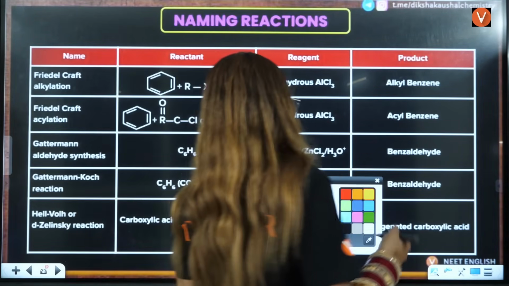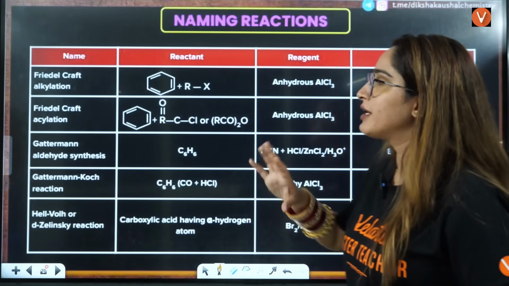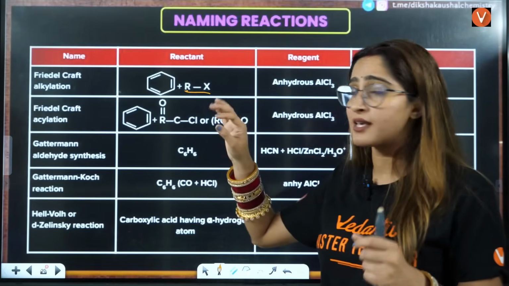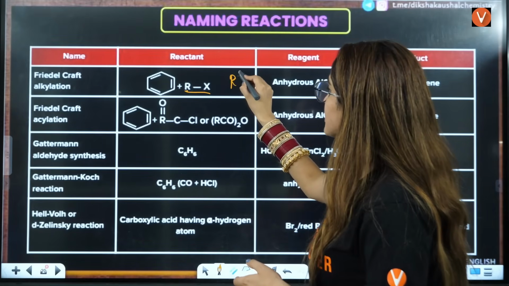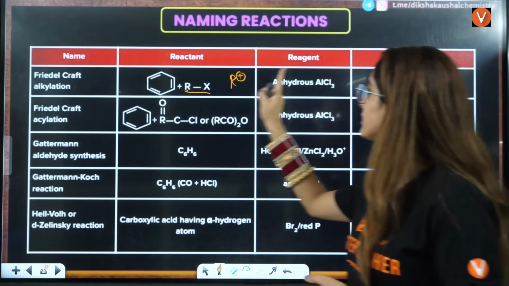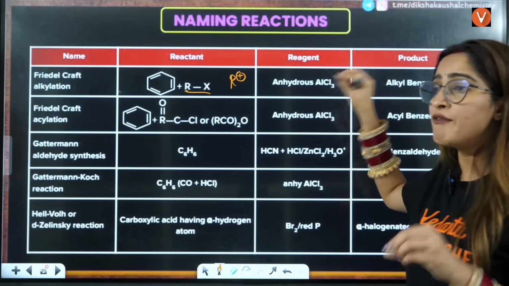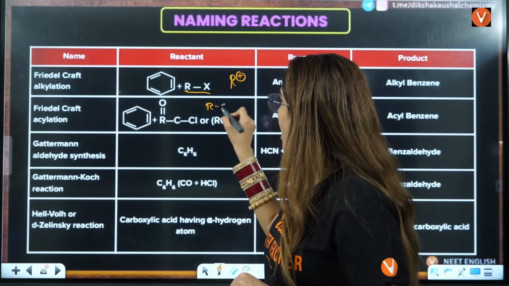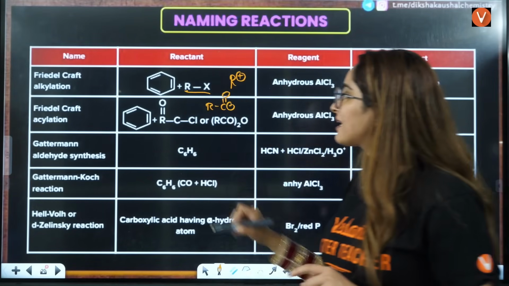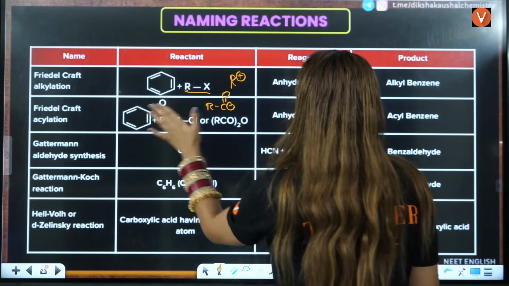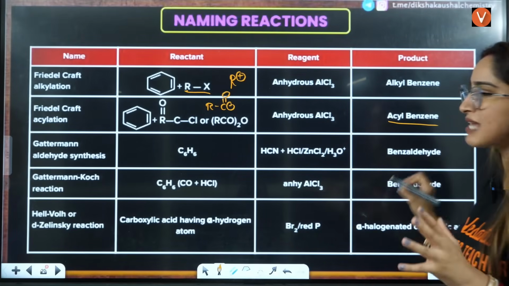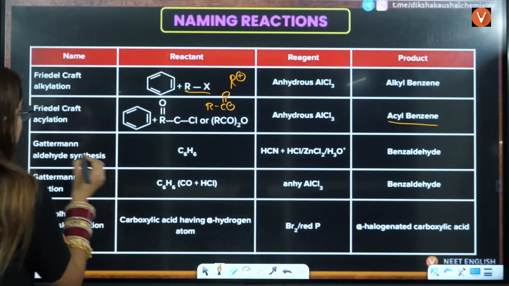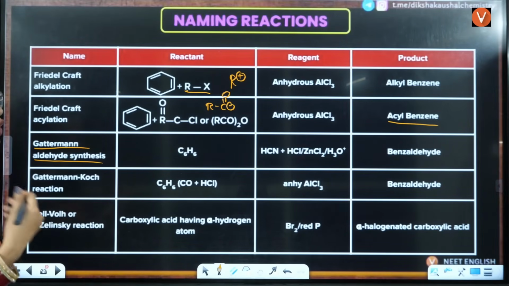Next we have some other naming reactions. Friedel-Crafts alkylation: in this case, you will have benzene and RX here. The R positive electrophile will directly attack here in the presence of anhydrous AlCl3, which is the Lewis acid. In Friedel-Crafts acylation, you will have the formation of RC=O positive, which again attacks the benzene, and hence you will have the formation of acyl benzene.